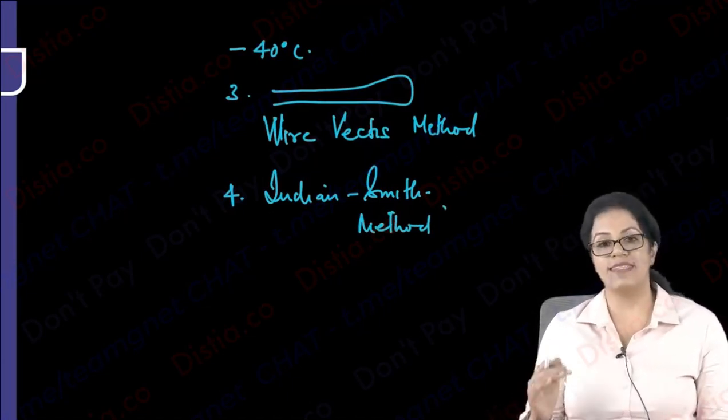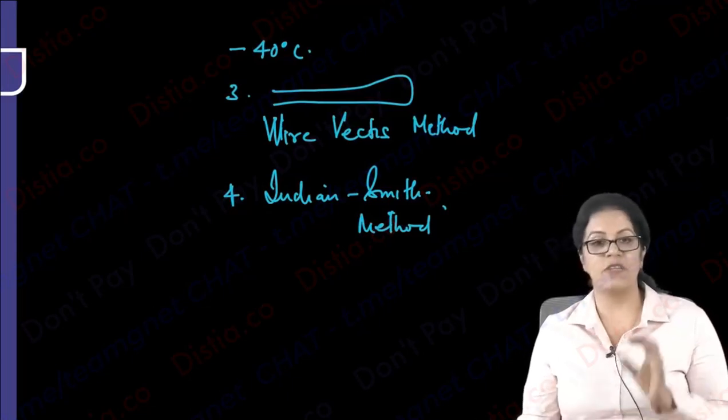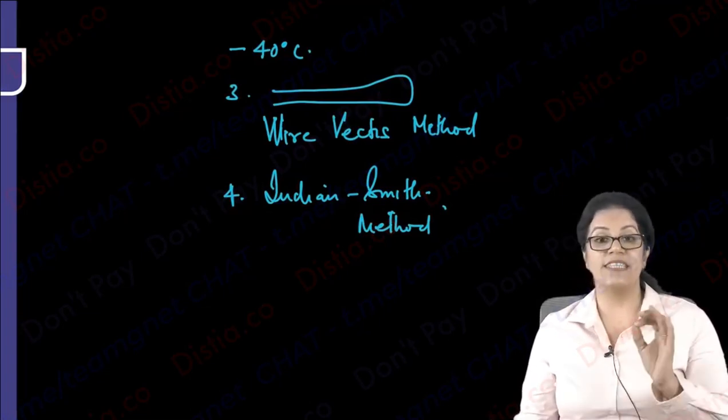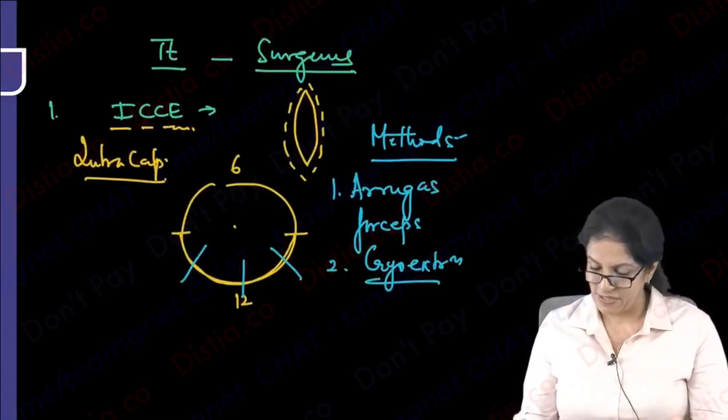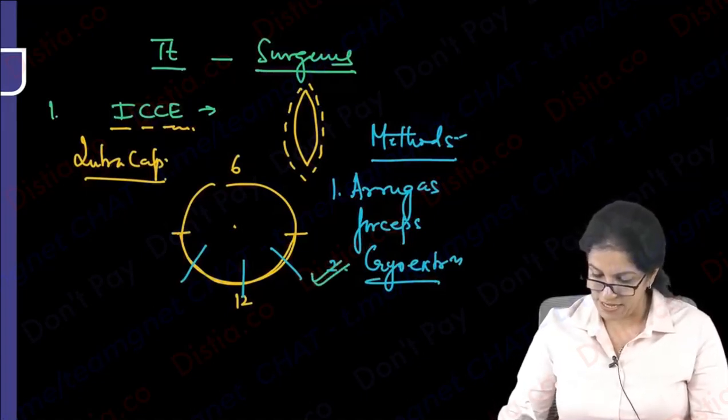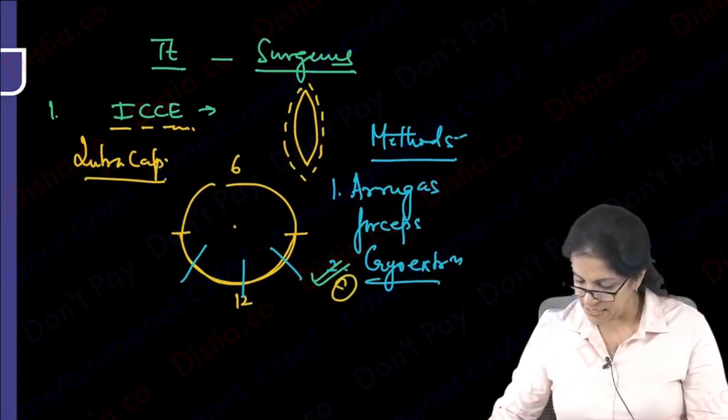Once you know what intracapsular cataract extraction is, there are 3 very important questions. First question is, which is the best method? We will answer cryo. So write down, best method is cryo.